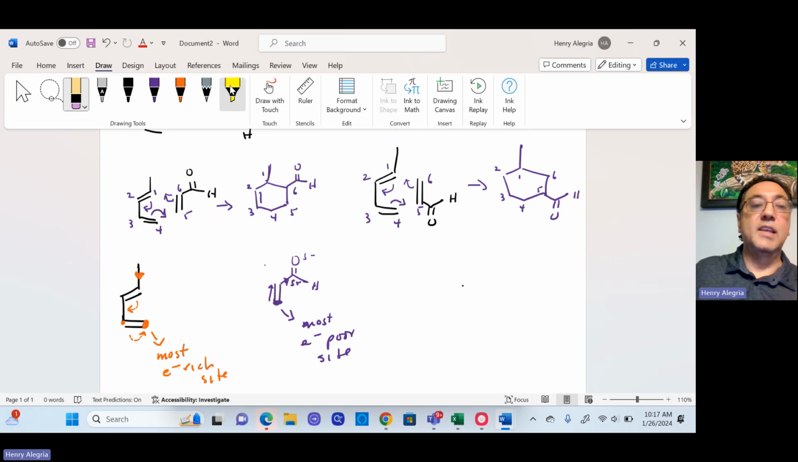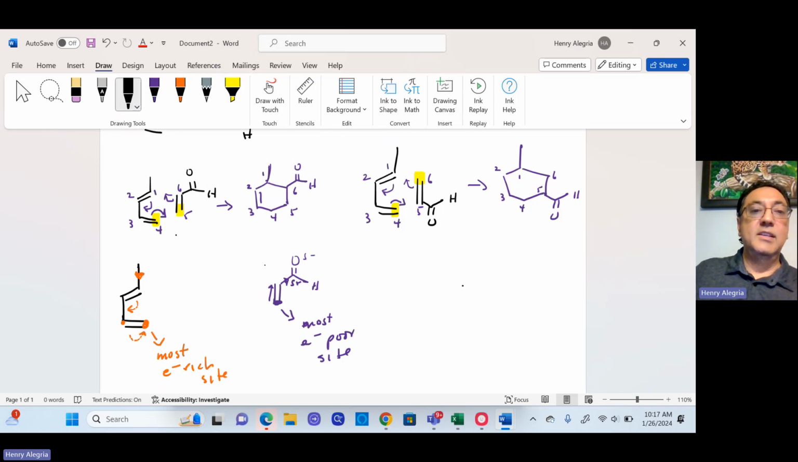Okay, so this time, let's highlight what's the most electron-rich and electron-poor sites that we have. So this is the most electron-rich site. This is the most electron-poor site. This is the most electron-rich site. And that's the most electron-poor site. And you see how we can tell which one is going to be preferred.